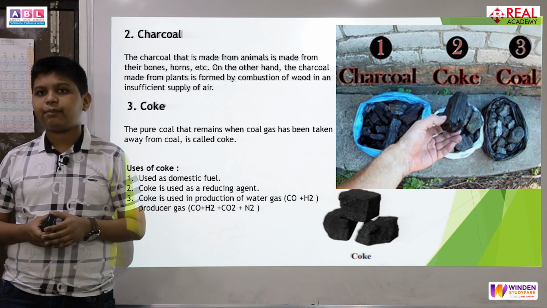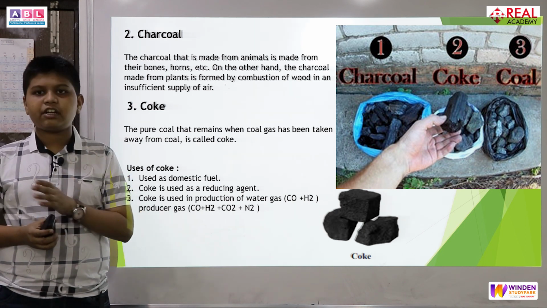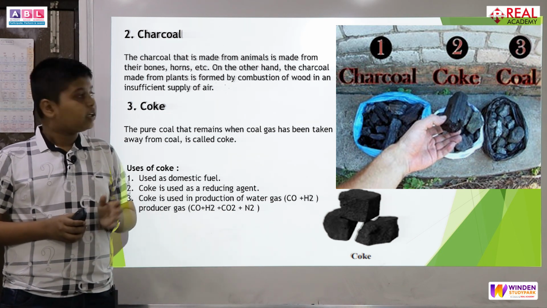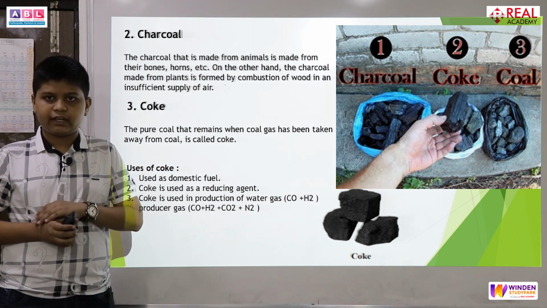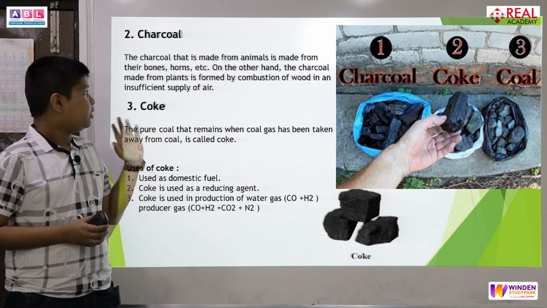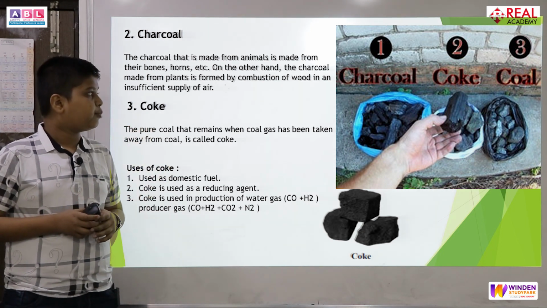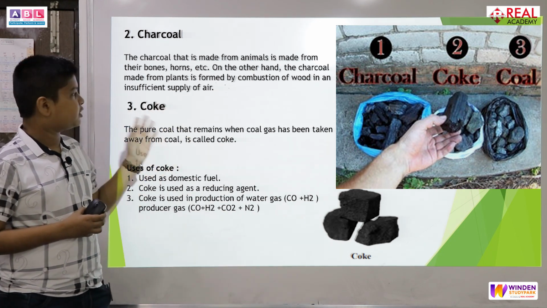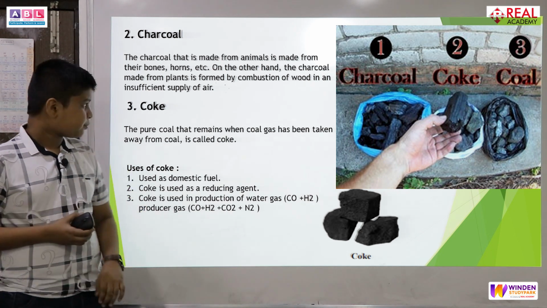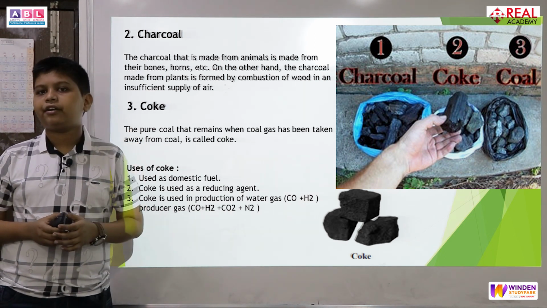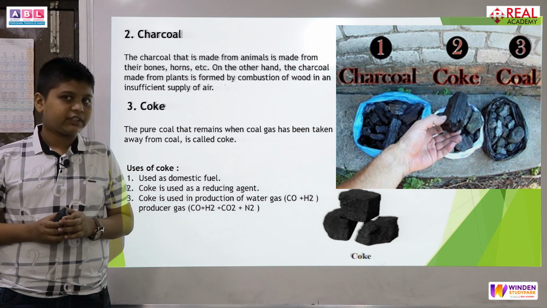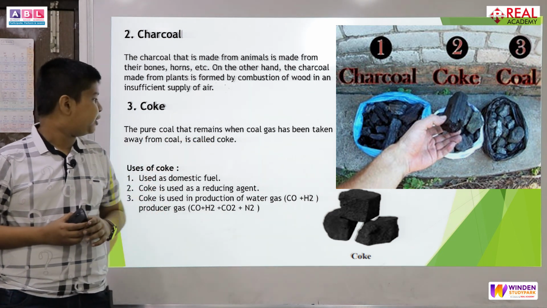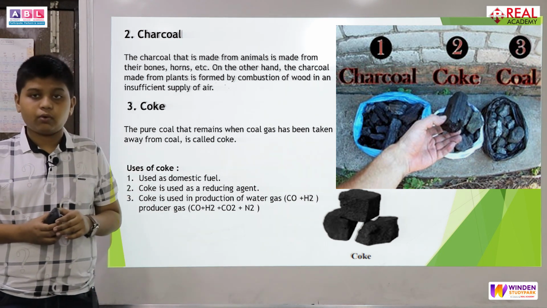Let us move to the second part of the non-crystalline form of carbon, which is charcoal. The charcoal made from animals is made from bones, etc. On the other hand, the charcoal made from plants is formed by combustion of wood in an insufficient supply of air. Let us move to the third part of the non-crystalline form of carbon, which is coke. The pure coke that remains when coal gas has been taken away from the coal is called coke.